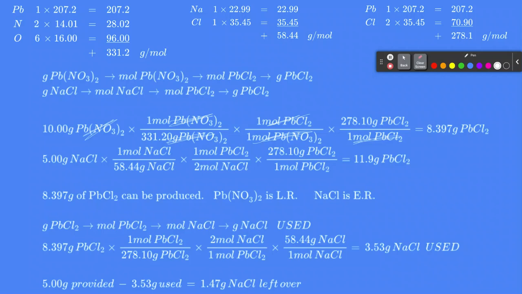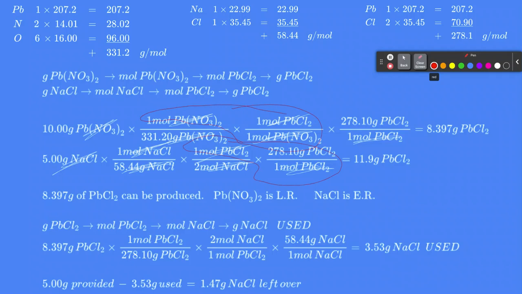So here, if we were to get 10 grams of lead 2 nitrate, theoretically we could produce 8.397 grams of lead 2 chloride. If we were given 5 grams of sodium chloride, we would get out of grams of sodium chloride into moles of sodium chloride. Then we're going to get out of moles of sodium chloride into moles of lead 2 chloride using our mole bridge, our mole-to-mole ratio, using the coefficients. There were 2 moles of sodium chloride per 1 mole of lead 2 chloride. Then out of moles of lead 2 chloride into grams of lead 2 chloride. Hopefully you notice here that this part is the same in both reactions.